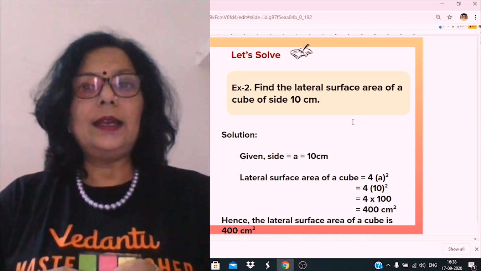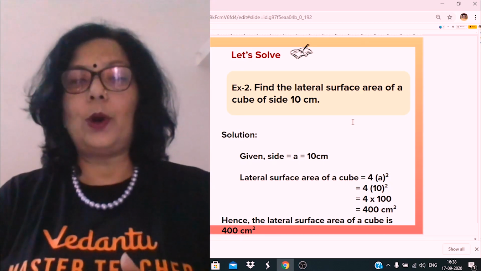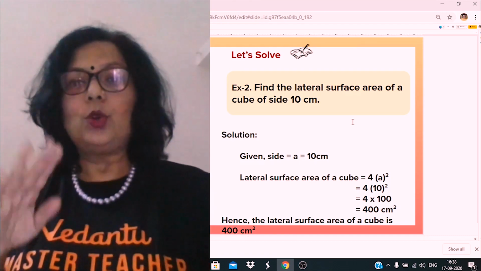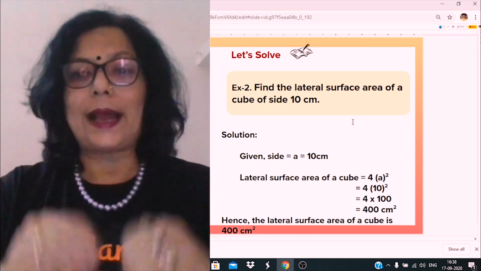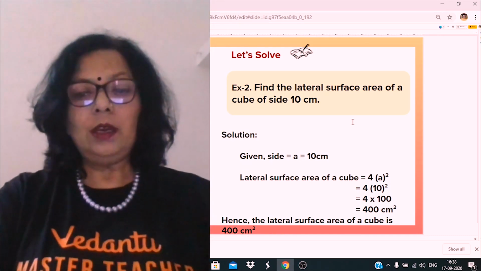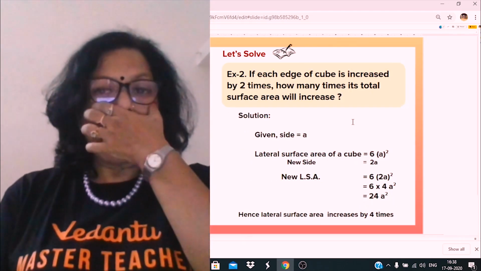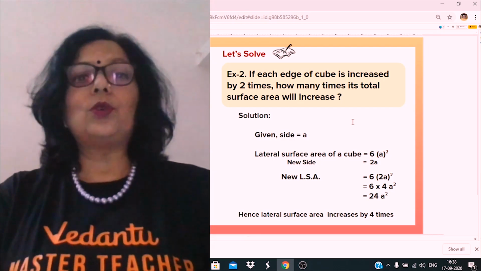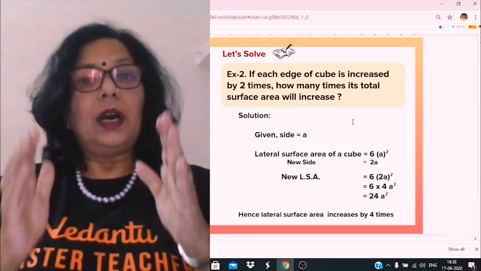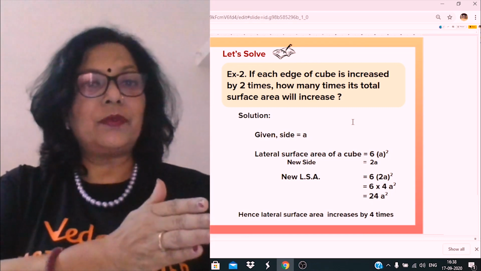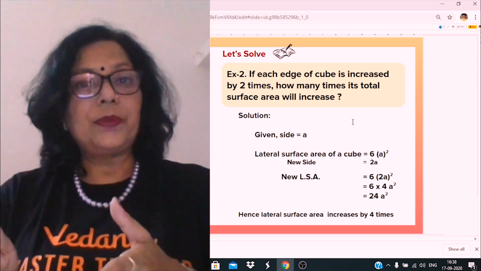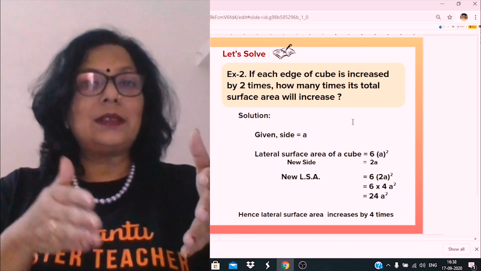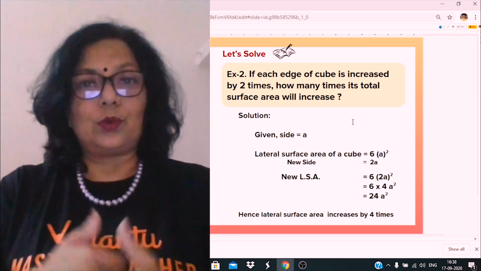Next, find the lateral surface area of a cube of side 10 centimeters. Very simple. One side is 10. You have to find out the area of four sides. So area of four sides will be 4a square. Now in these types of questions, it's not that simply you have to find out the total surface area or the surface area. अगर surface area given है total surface area तो आपसे side पूछ सकते हैं. So you will write area is equal to 6a square. Divide the area by 6 and then find out the square root.